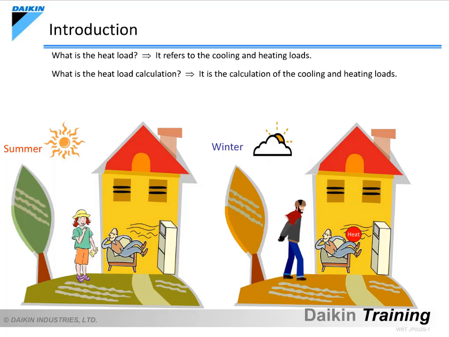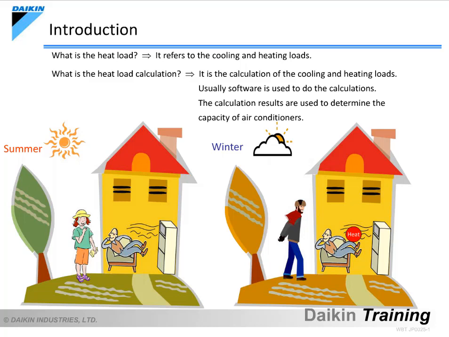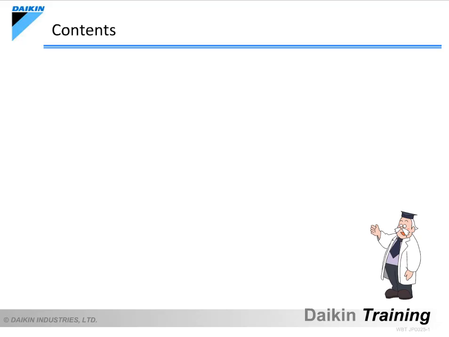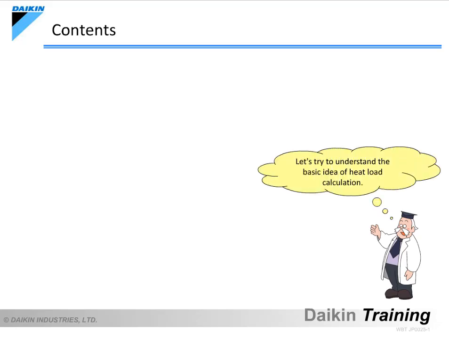Heat load calculation refers to the calculation of the cooling and heating loads. Usually, software is used to calculate them. The results of the calculation are used to determine the cooling and heating capacities of air conditioners. The purpose of this course is to understand the basic idea of heat load calculation.